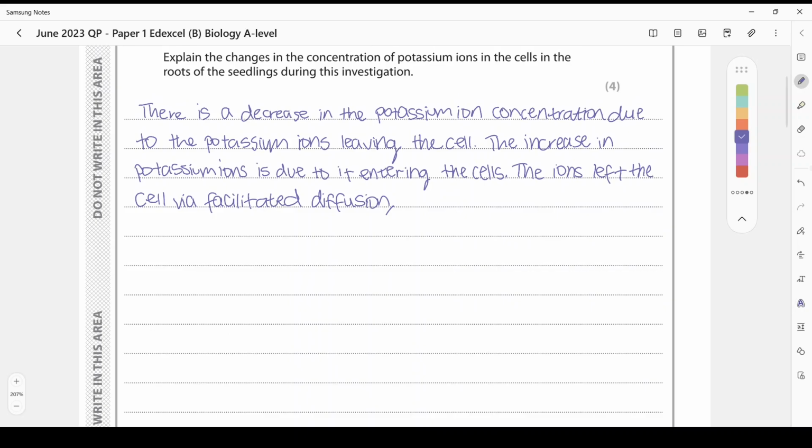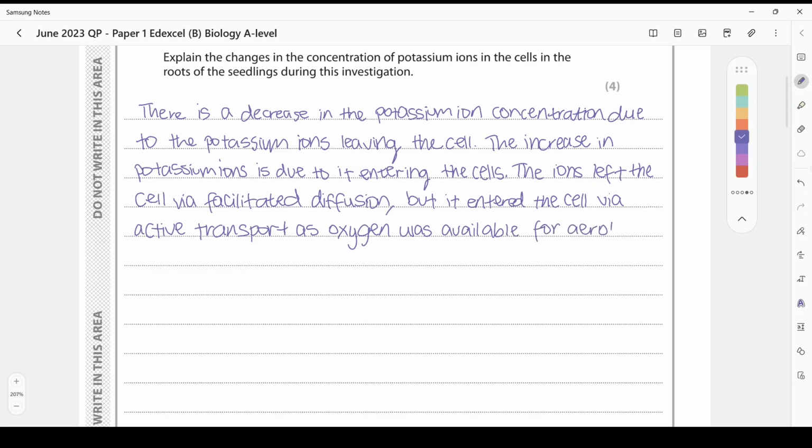So the ions left the cell via facilitated diffusion, but it entered the cell via active transport, as oxygen was available for aerobic respiration to occur and produce ATP.